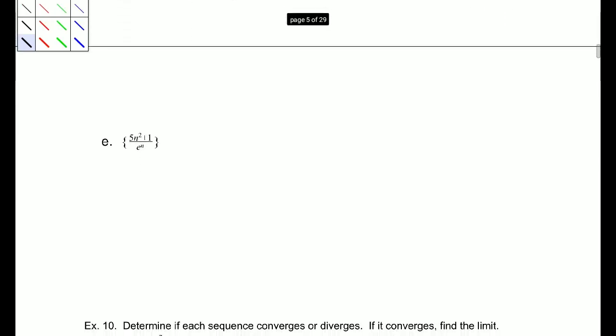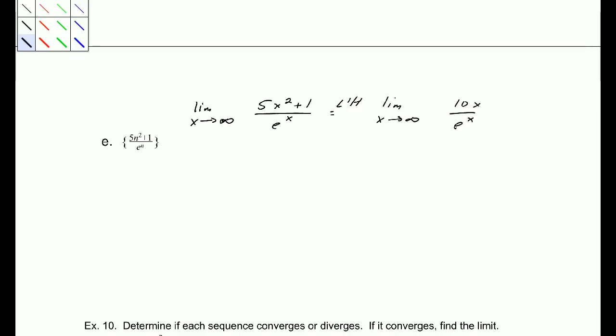Letter E. The limit as x goes to infinity of 5x squared plus 1 over e to the x. Both are going to infinity, so we can apply L'Hopital's rule. Limit as x goes to infinity of 10x over e to the x. That does not help, so let's apply L'Hopital's rule again. It'll be 10 over e to the x, which that limit is 0. So a_n goes to 0. It converges to 0.